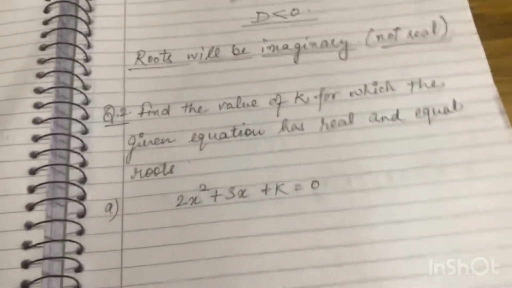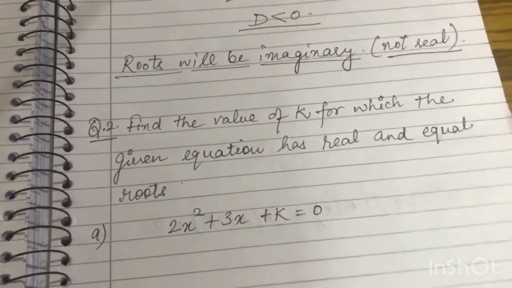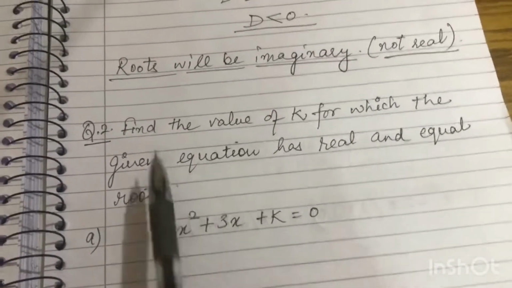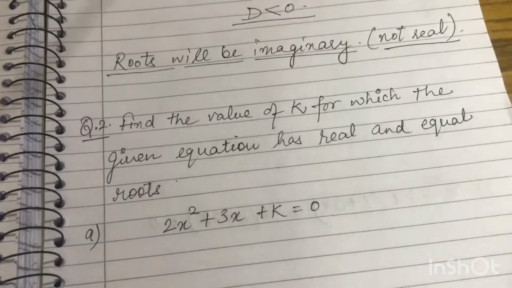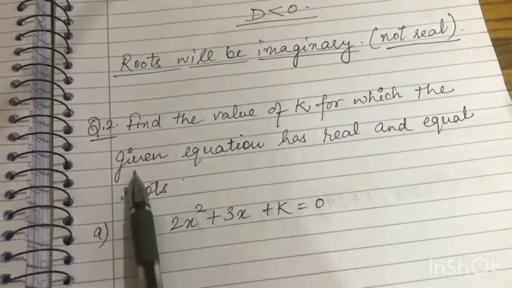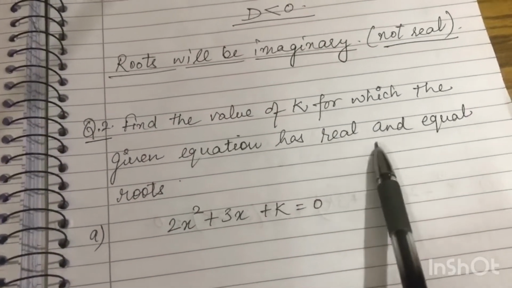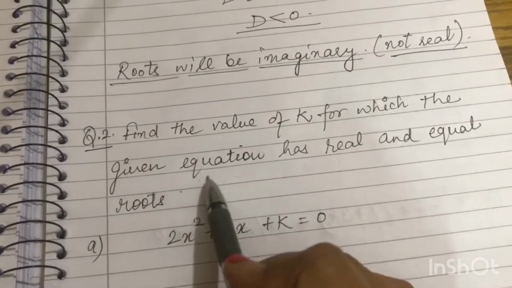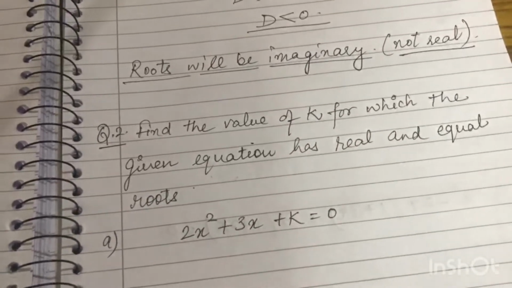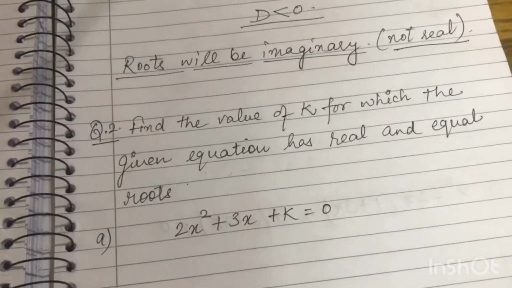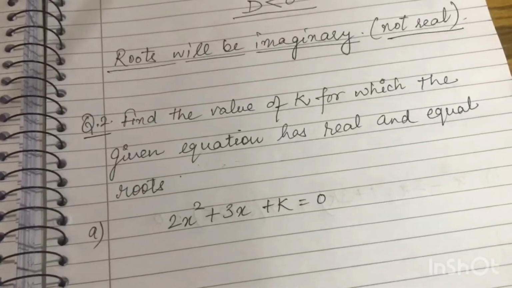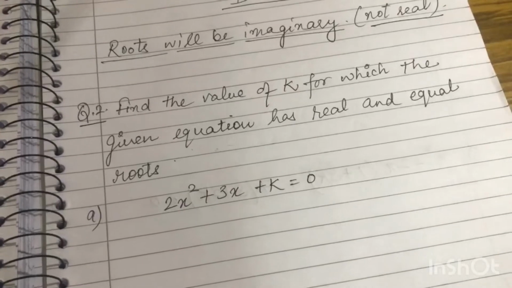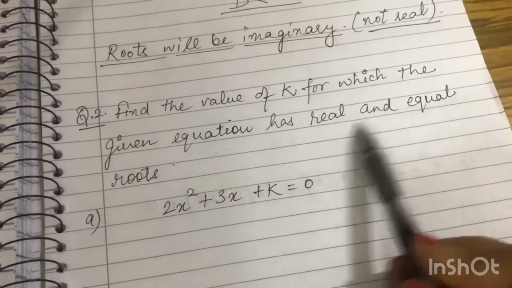So now I am taking one more question which is a little different. Now in this question you have been given the condition in the question itself. Find the value of k, where k is any constant, for which the given equation has real and equal roots. Okay, now the question tells you that the equation has real and equal roots. And to learn the nature of roots you have to remember that table. You have to learn that table which I have already discussed with you.